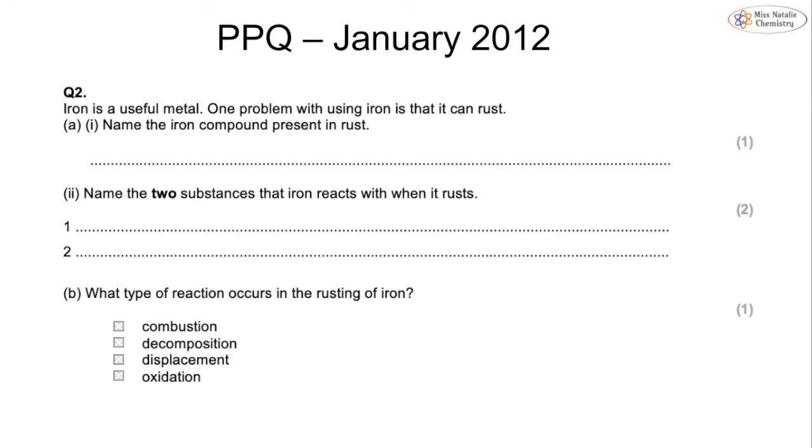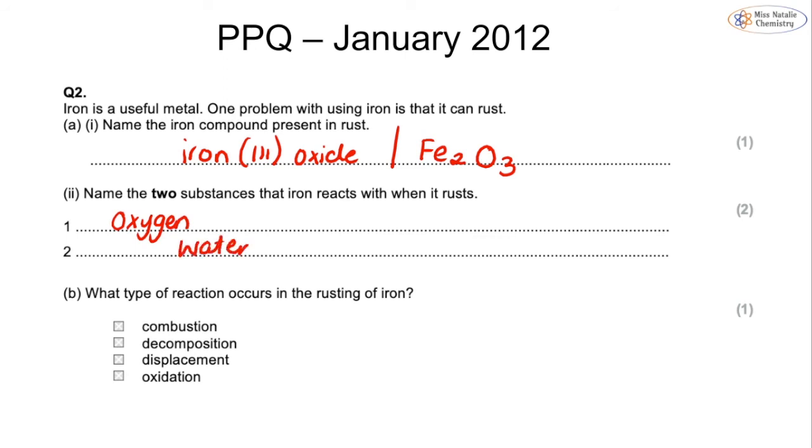Now this is from the January 2012 paper. Iron is a useful metal, but the one problem with iron is that it can rust. Name the iron compound that is present in rust. Well, that compound is iron 3 oxide, or you can also write the formula, which is Fe2O3. Name the 2 substances that iron reacts with when it rusts. Well, anytime we have rusting, it means that we are in the presence of oxygen and water. And again, you can write the formulas. You could write O2 and H2O. They would also be acceptable.